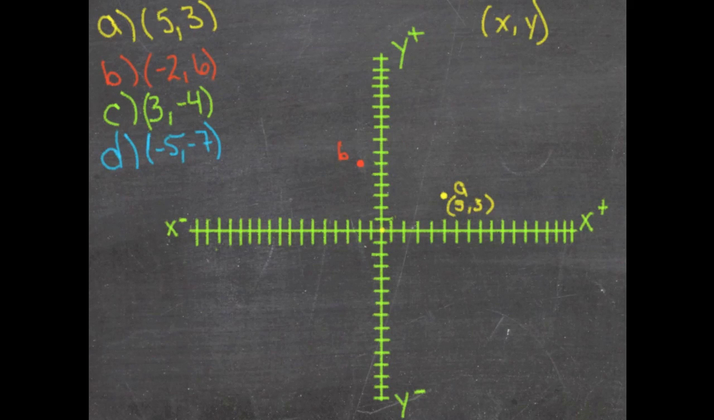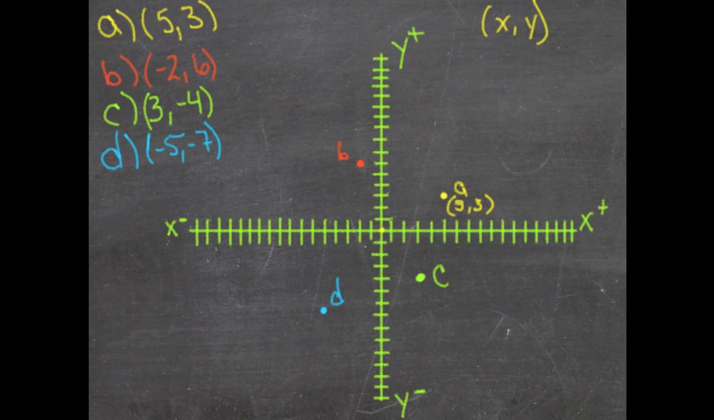Okay, and then for point C we have 3, -4, so we have an x value of 3 and a y value of -4. So we're going to go positive 3 on the x, and then -4 on the y, -1, -2, -3, -4. So our C point is right here. And then our D point is -5, -7. -1, 2, 3, 4, 5, 1, 2, 3, 4, 5, 6, 7. So it's somewhere about right there. D.